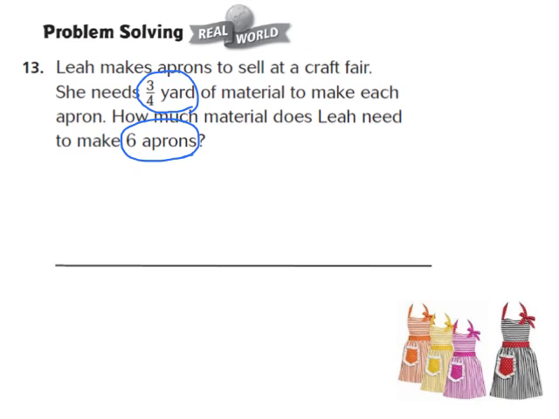So what we're going to do is we're going to take that whole number 6, so we have 6 aprons, and for each of those aprons she needs 3/4 yard of material to create each of those aprons. Now my first step is going to be this. We know that we have to focus on that whole number factor here, which is a 6, and we're going to rewrite that as 6/1.